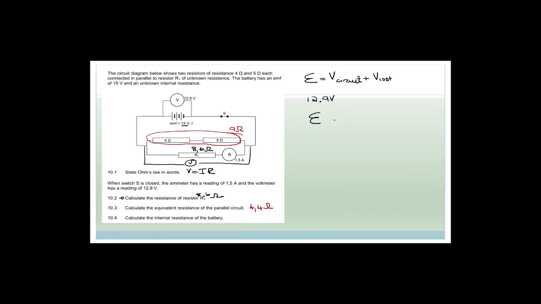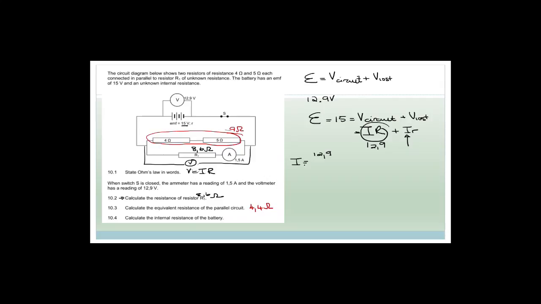We have the EMF, which equals 15, is equal to the volts of the circuit plus the V lost, which equals I big R plus I little r. This we've got, it's 12.9, but we need this I, and we can get this I now because the whole of this is going to be 4.4 ohms, and the volts is 12.9, so we can work out the total current going through this.